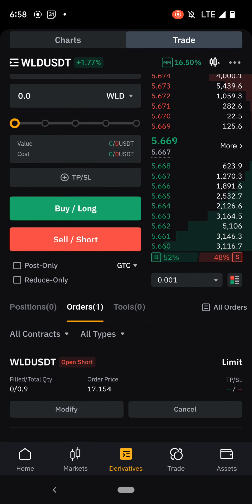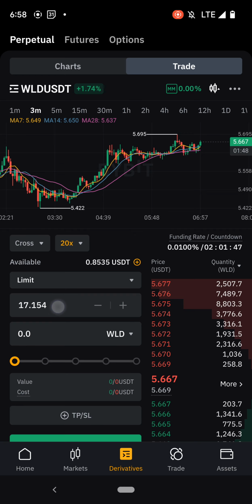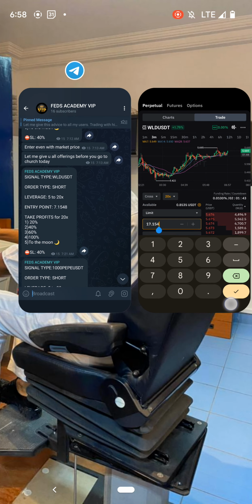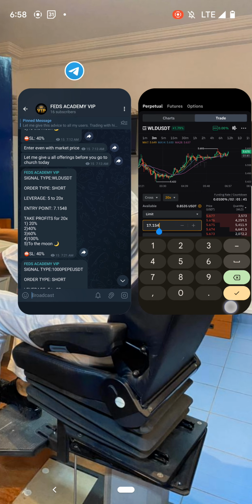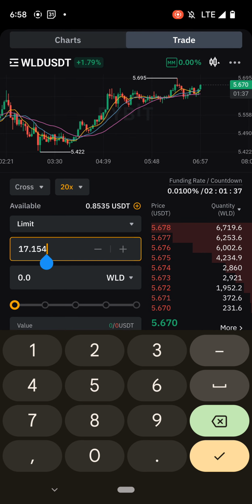So if you discover that you made an error during placing the trade, just click on cancel. So they said the entry point here is, let me check again. WLD, the entry point is 7.1548. 7.1548, not 17.